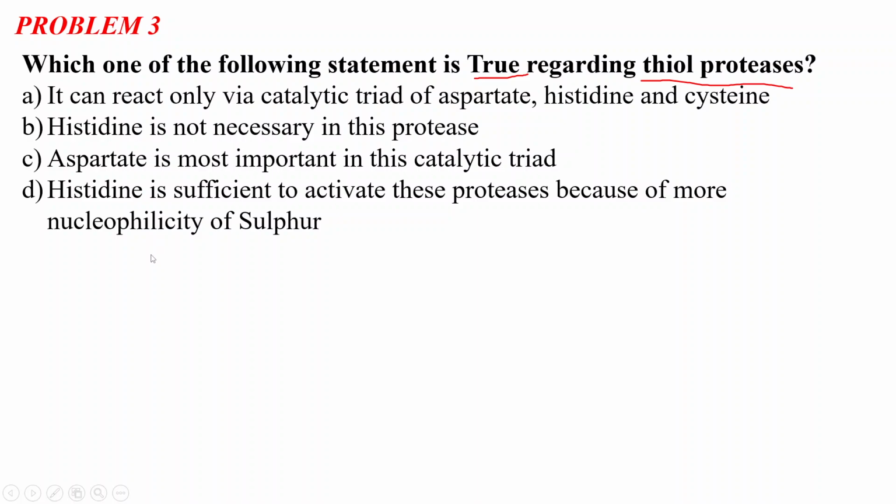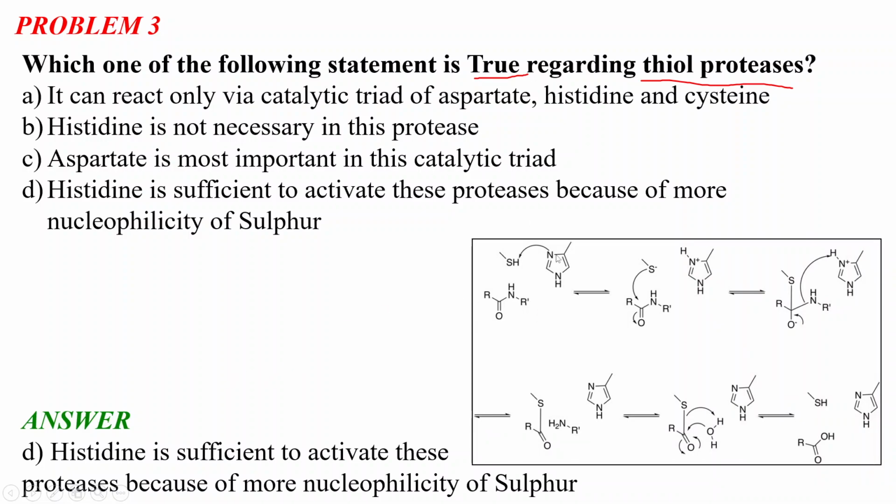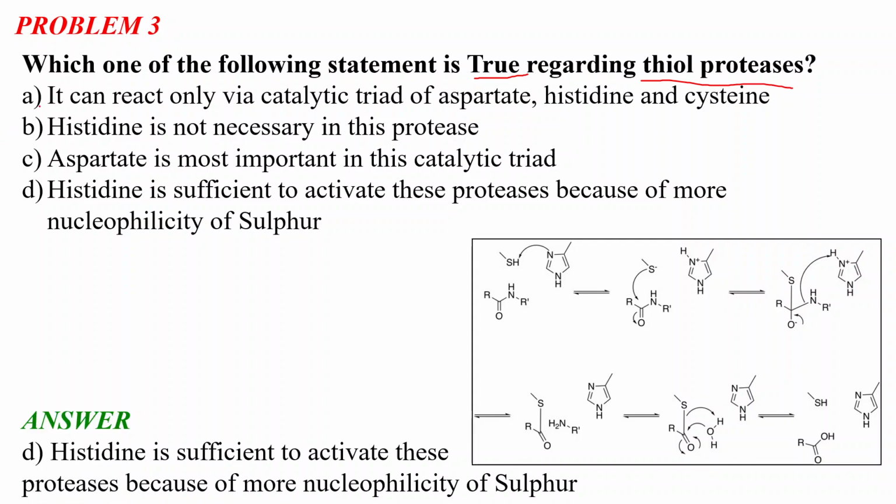So let me just show you the answer first, then we will discuss the mechanism of this thiol protease. Yeah. So the answer is histidine is sufficient to activate these proteases because of more nucleophilicity of sulfur. Before going to the mechanism, I will briefly discuss every option and let you know why it is incorrect. The first option says that it can react only via the catalytic triad of aspartate, histidine and cysteine. This is false, because for thiol proteases having aspartate is not necessary, and the reason is given in option D, the true option, that histidine is sufficient here to activate these proteases because of the more nucleophilicity of sulfur.